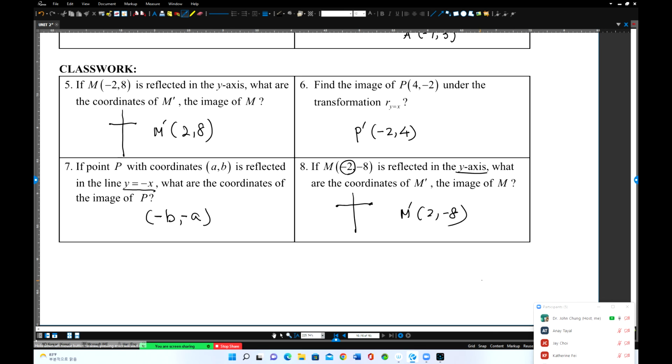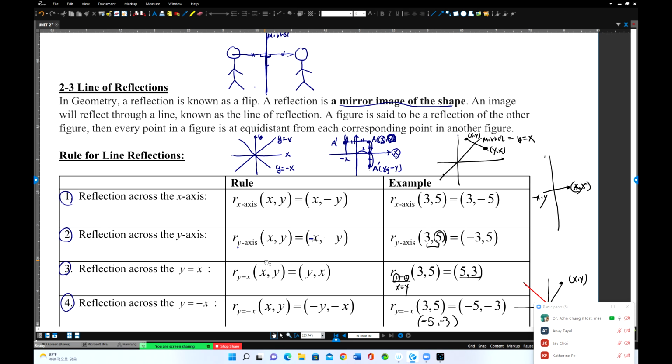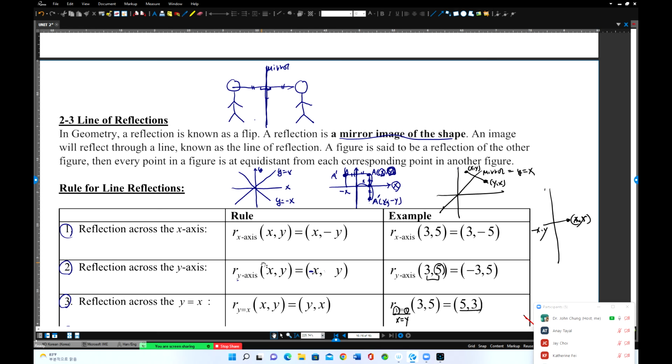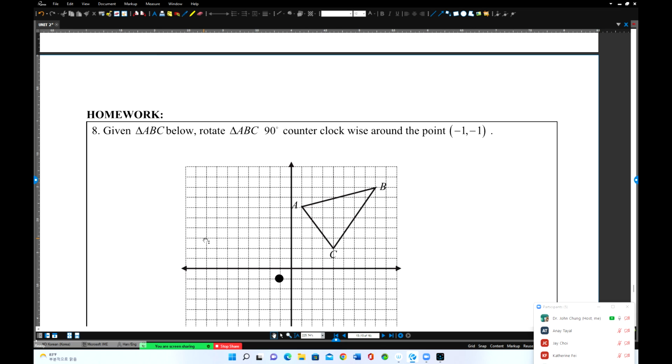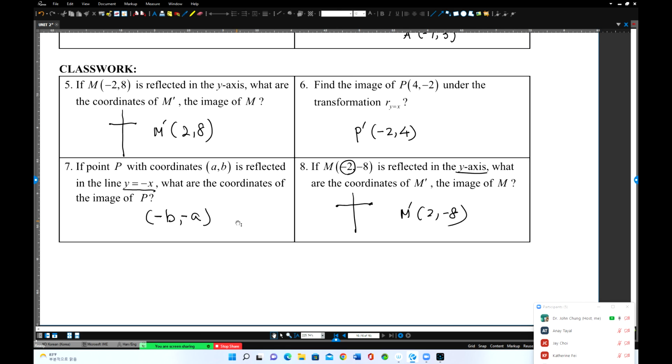Are we done? Oh, there's no homework. Maybe I forgot the homework, right? Maybe tomorrow morning I'll send out the homework for the line reflection. This one is already okay. The rotational homework, you can use this one. I'm only going to send out the line reflection homework tomorrow morning.